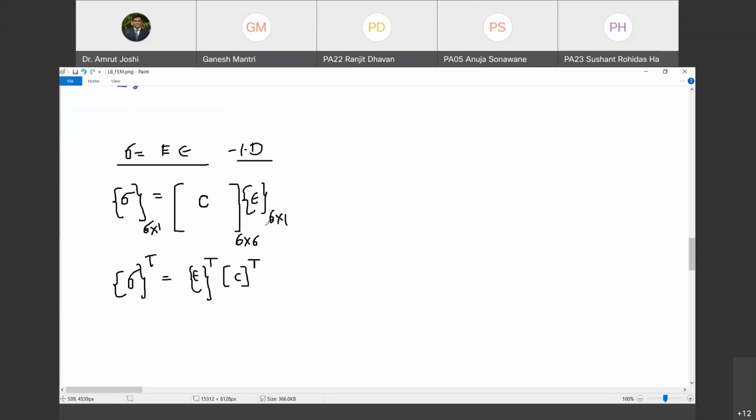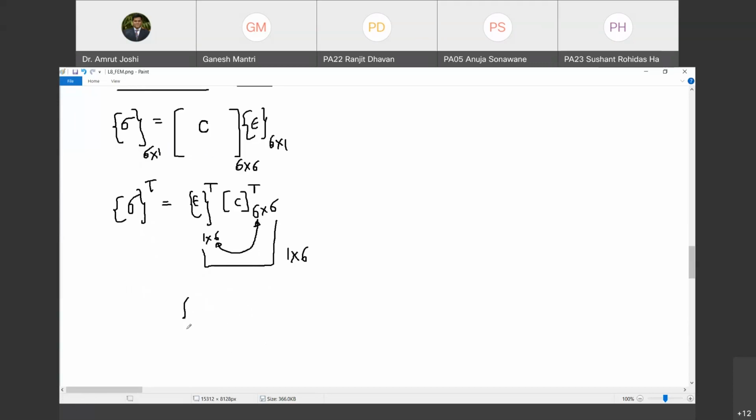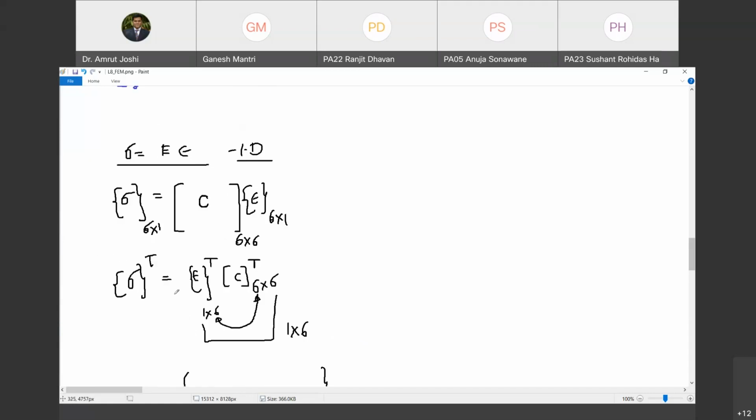Now, tell me, what is the size of this epsilon? 6 cross 1. So what will be the size of its transpose? 1 cross 6. And this is 6 cross 6, so its transpose will also be 6 cross 6. Do you agree with me? The number of columns of the first matrix matches the number of rows of the second matrix, and the resulting matrix will be 1 cross 6. And that's what we want. The transpose of the stress tensor will be 1 cross 6. Happy? Okay, so we have taken the stress transpose here.